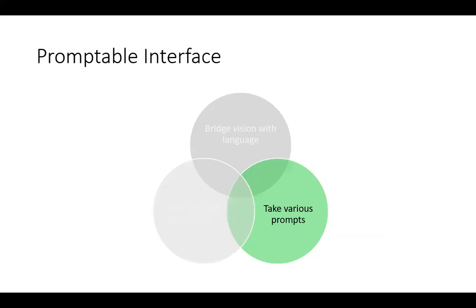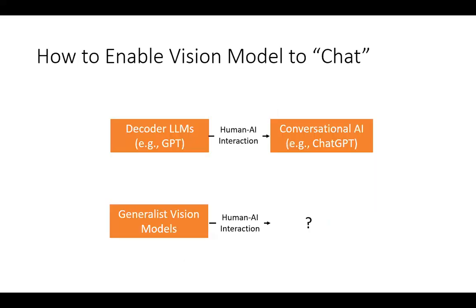So the next part is about the promptable interface. I will briefly walk you through the recent effort towards generalist vision and how we can build a promptable interface. This is inspired by ChatGPT and recently developed by several teams. The motivation is pretty simple: how we can enable vision models to chat. If we only have the GPT, maybe it cannot be easily used to finish the daily tasks we have, for example, coding, writing an email, etc. But if we can do some kind of instruction following tuning and human feedback in the loop, we can finally build conversational AI like ChatGPT developed by OpenAI.